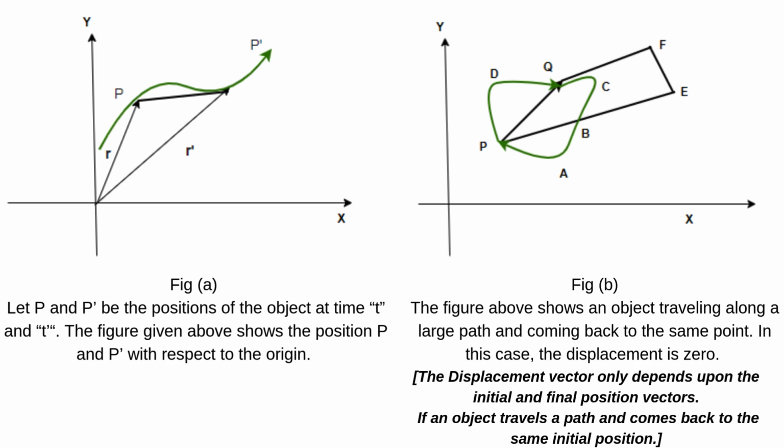Fig. B. The figure above shows an object traveling along a large path and coming back to the same point. In this case, the displacement is 0. The displacement vector only depends upon the initial and final position vectors, if an object travels a path and comes back to the same initial position.